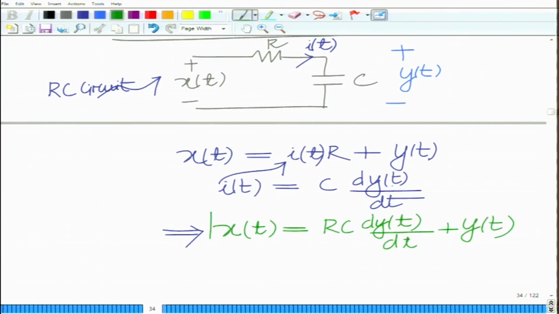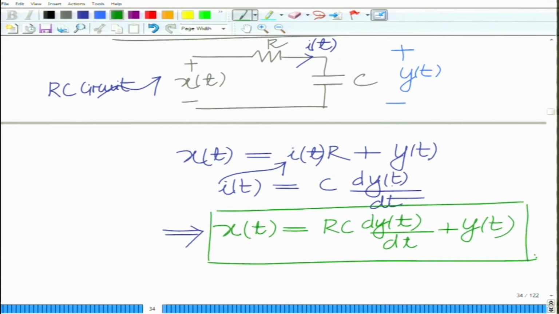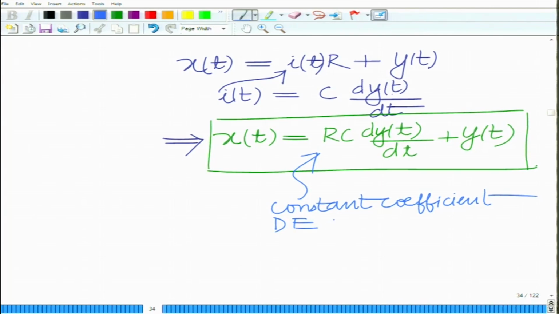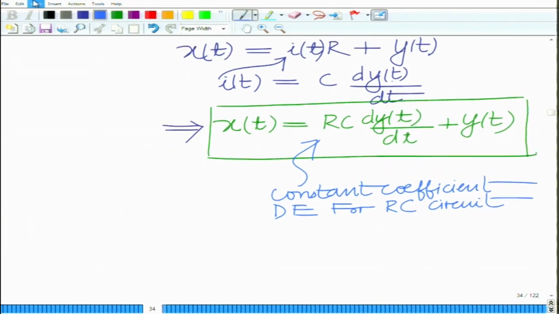This is a constant coefficient differential equation. You can see this is the constant coefficient differential equation which characterizes the LTI system. Okay. This is a constant coefficient differential equation for the LTI system for the RC circuit.